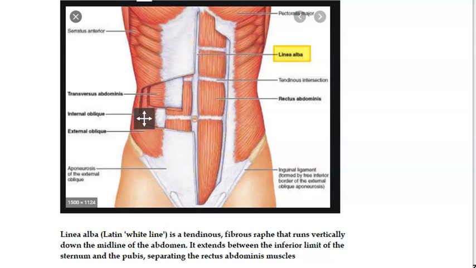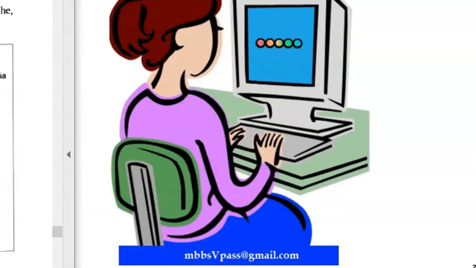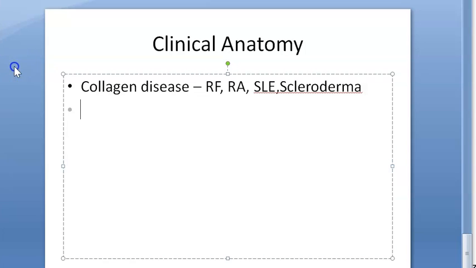Where is linea alba? Somebody asks you, where is linea alba? It is here in your abdomen. Why are we not able to draw here? You have the linea alba. And what is it? It's a raphe, fibrous raphe. Hope you have understood, guys, all these terminologies.